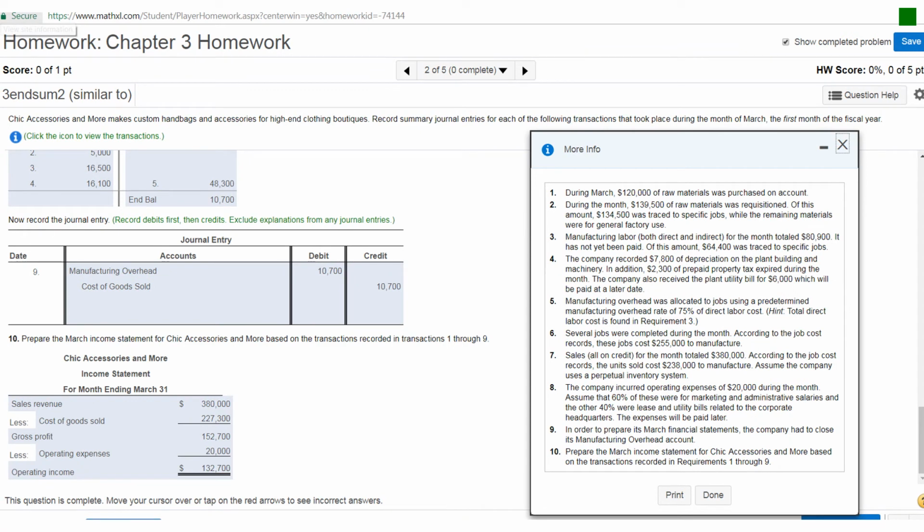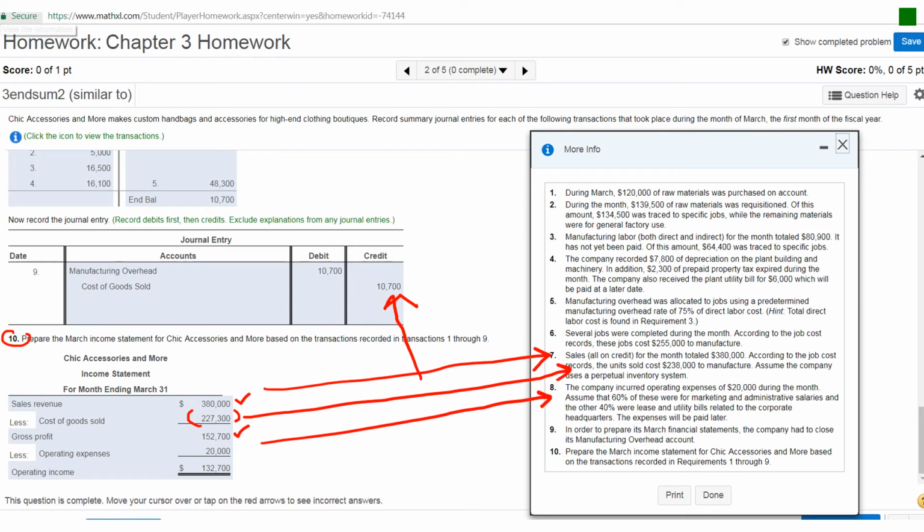All right, so you have to go back and just review your other journal entries, but when you look at your income statement, you'll note that you've got your sales of 380. That would have been right from transaction number 7. Your cost of goods sold would have been a combination of the 238,000, and remember how you would have updated it when you closed out that overhead. So once you get your updated cost of goods sold, you subtract that from sales to get gross profit, and then all of your other operating expenses were essentially listed in number 8. That's all your period cost. That's 20,000. You would subtract that to get your net income, or operating income, of 132,700.